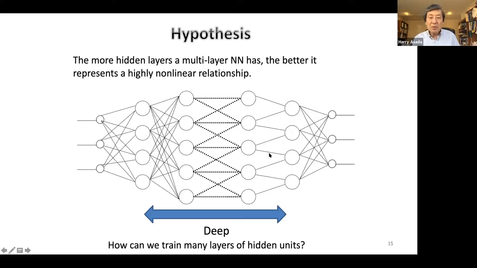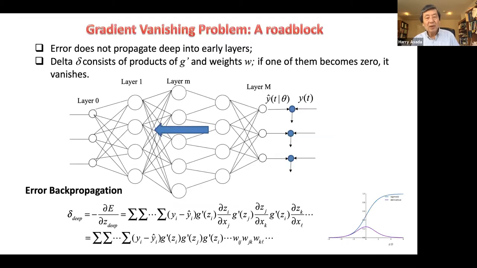However, there are a few obstacles to go over. One is the problem known as the gradient vanishing problem. This is the major roadblock in going to a deep neural net. Error does not propagate deep into early layers. So error backpropagation starts with the final layers, and then we create the error, right? And then that error delta is backpropagated.